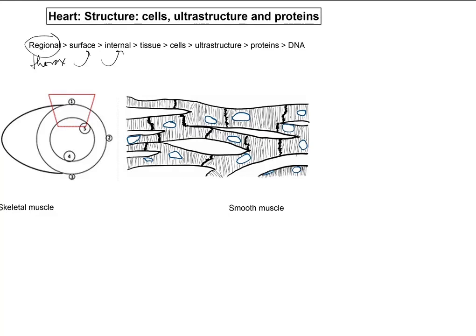From that point then we go to higher power, and tissue refers to the architecture of how the cells join to each other. From the individual cell we take a look at its ultrastructure of organelles, which are built of proteins. So in today's lecture we're going to start at tissue and we're going to follow that through to proteins.